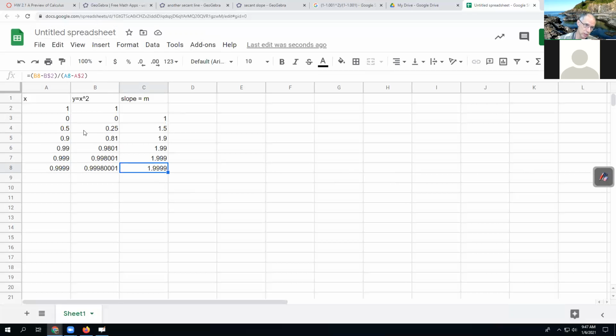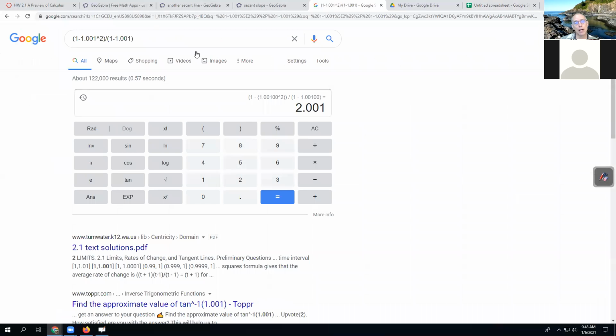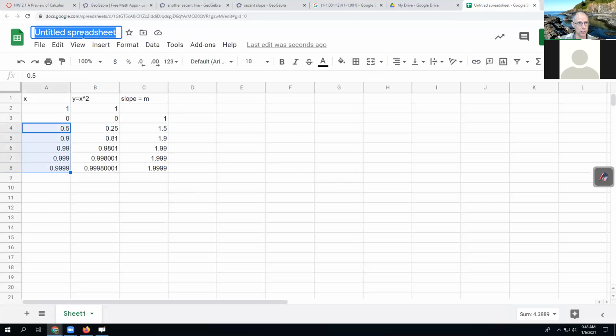A spreadsheet is a nice way to systematically look at a pattern of numbers. Otherwise, you're over and over on a calculator repeating a pattern of a calculation, like I was doing here in my Google calculator. So it's kind of nice, and I use a spreadsheet often. Here I'm trying to figure out the slope at a point. It's a good idea to name your files.